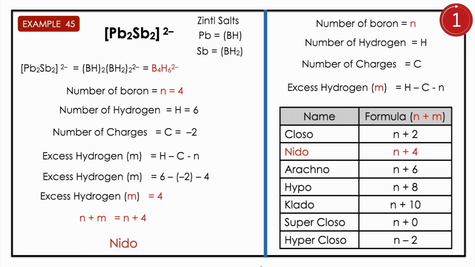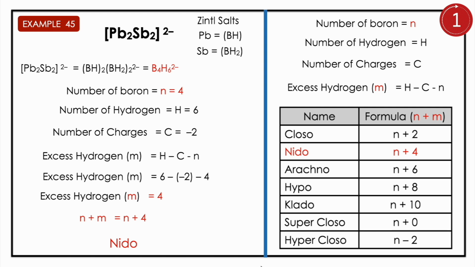For Zintl salt, we have to write the boron equivalent. The lead is in the carbon group, so the equivalent is BH. The antimony is in the nitrogen group, so the boron equivalent will be BH2. If you substitute the boron equivalent in the compound, you have BH BH2 twice, 2 minus. If you redraw nicely, you have B4H6 2 minus. The compound becomes simple boron, so we can apply the Wade's rule.